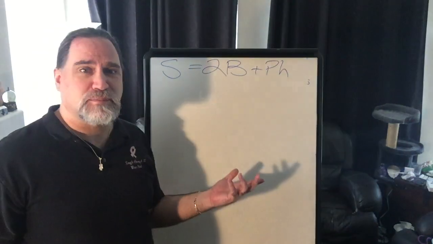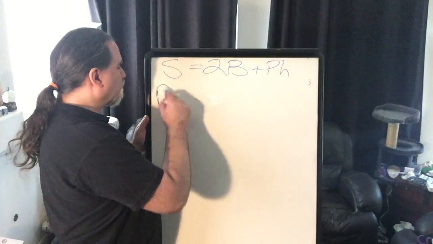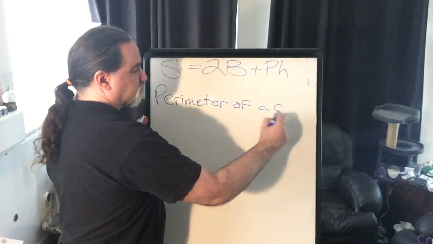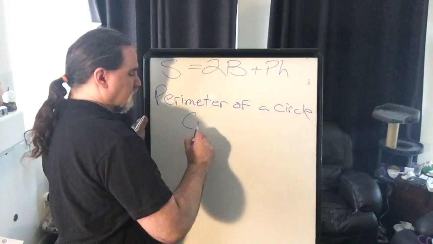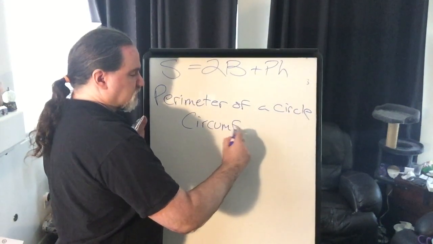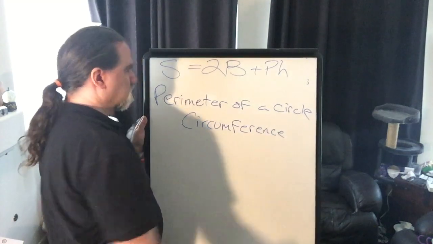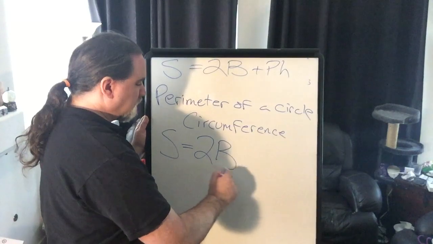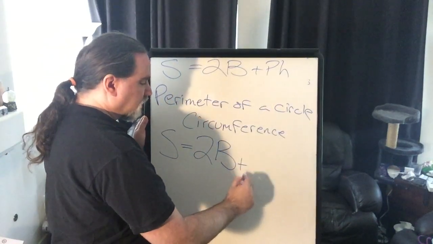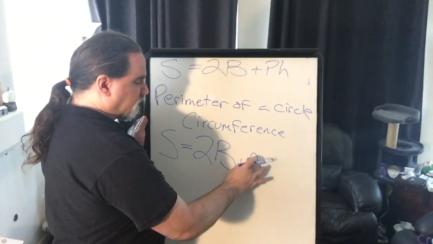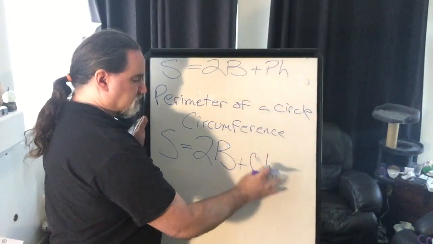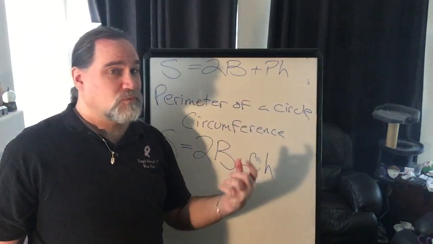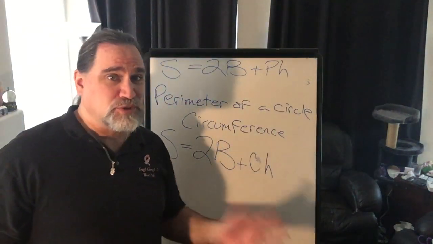But what do we call the perimeter of a circle? Oh, you know what? We call the perimeter of a circle the circumference. Okay, so what's the surface area of a cylinder? 2B, it's the same, plus the circumference times the height, Ch. So the only thing that changed was really nothing, just the word we use to describe it.